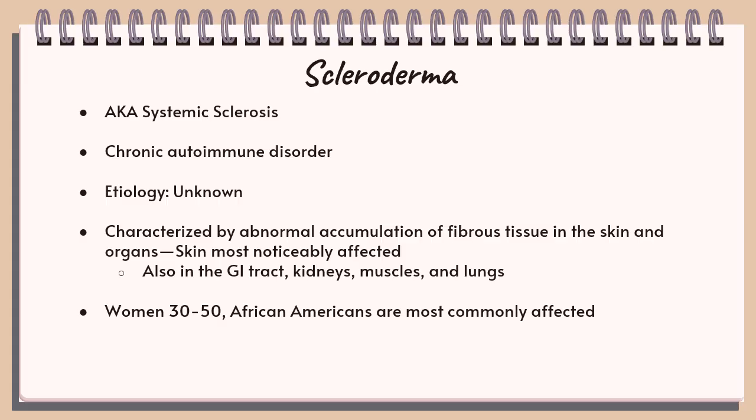Right, scleroderma, aka systemic sclerosis. This is another chronic autoimmune disorder. They don't really know where it came from, but it's characterized by abnormal accumulation of fibrous tissue in the skin and organs. Skin is most notably affected. Also can be found in the GI tract, kidneys, muscles, and lungs. Typically in women 30 to 50, African Americans are most commonly affected.